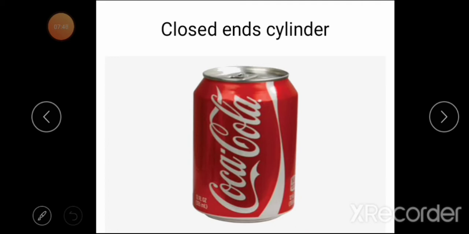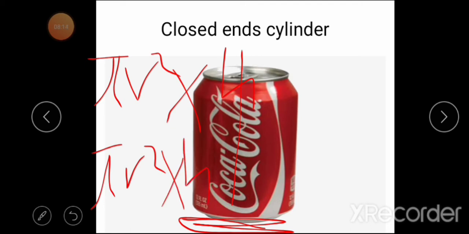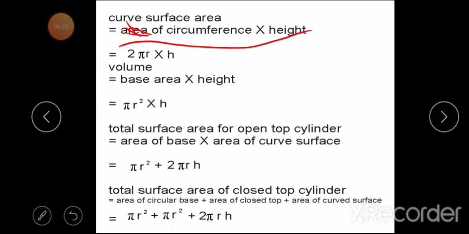that the volume of drink or liquid this can take is the area of the base, this base now, the area of the base, which is pi r square, times the height of the container, which is h. So the cylinder volume is simply pi r square times height. So that's the volume of a cylinder: pi r square, which is the area of the base, times the height of the cylinder.